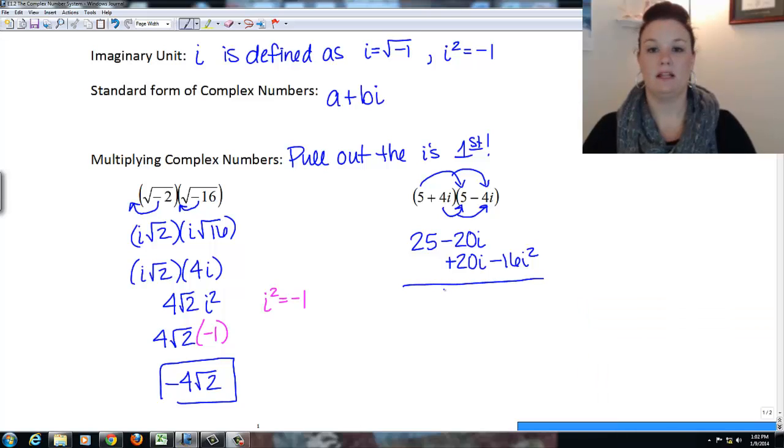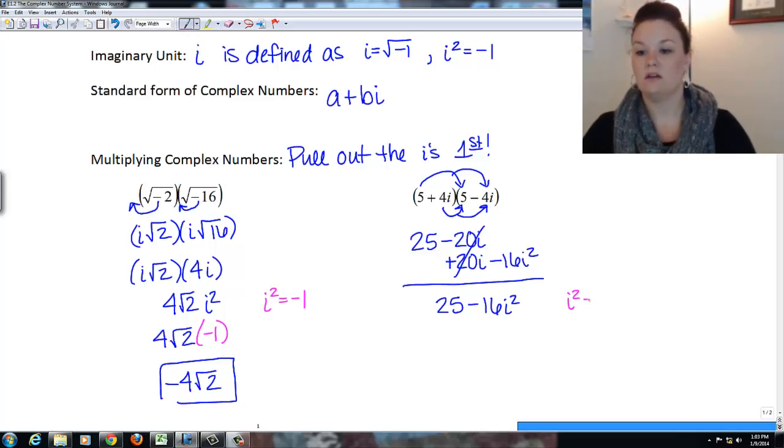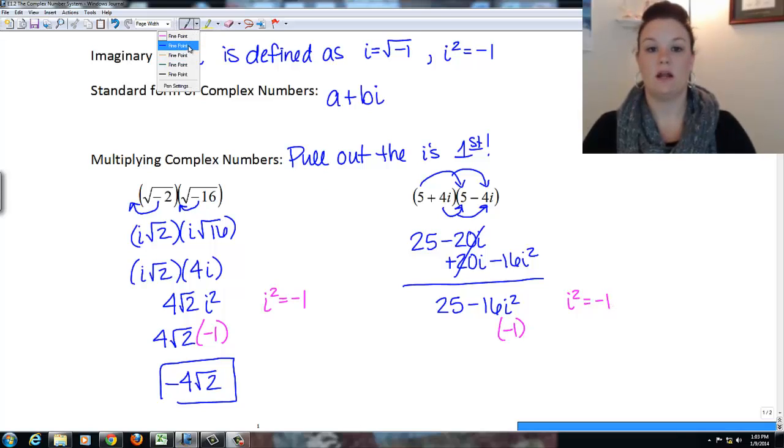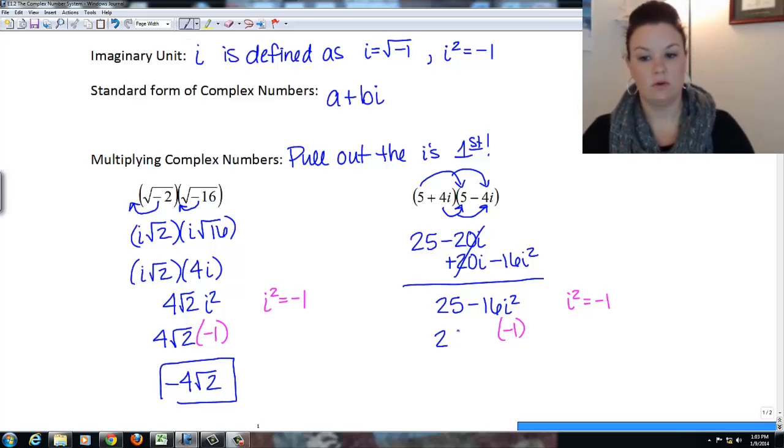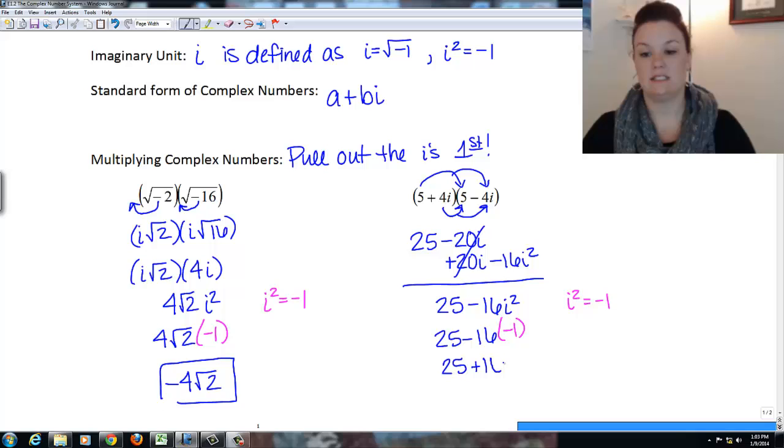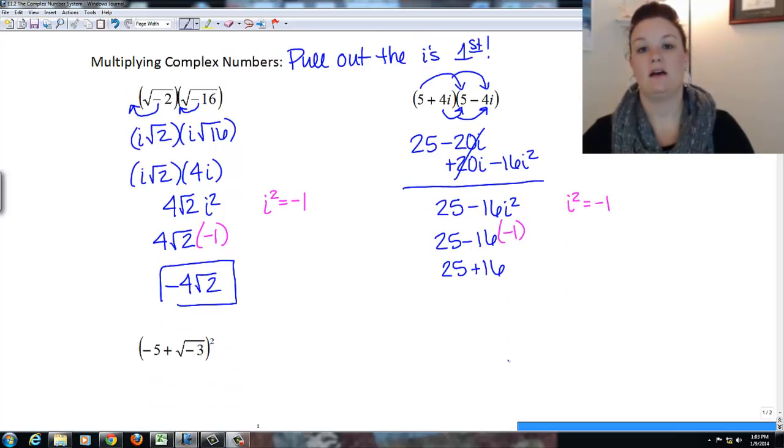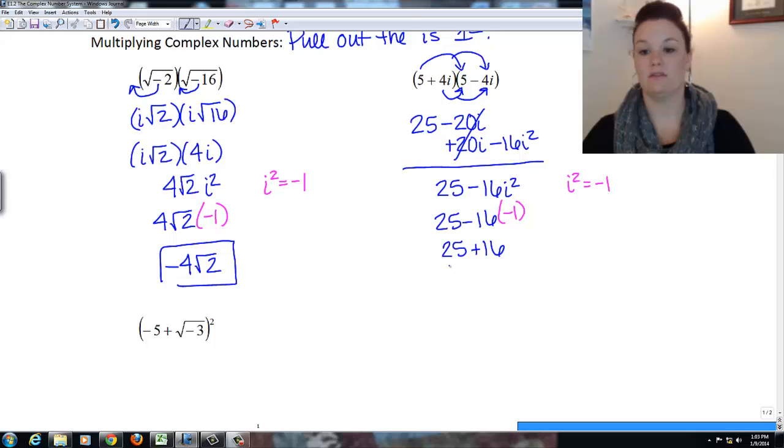So I'm going to go ahead and combine like terms. If I combine straight down, notice my i terms cancel, and I'm left with 25 minus 16i squared. Now don't forget, i squared is -1. So I'm going to go ahead and put a -1 in here for i squared and continue to simplify. If you don't replace that i squared, your answer will be wrong. So 25, that turns into a positive 16, and then I can go ahead and combine 16 and 25, which gives me 41.